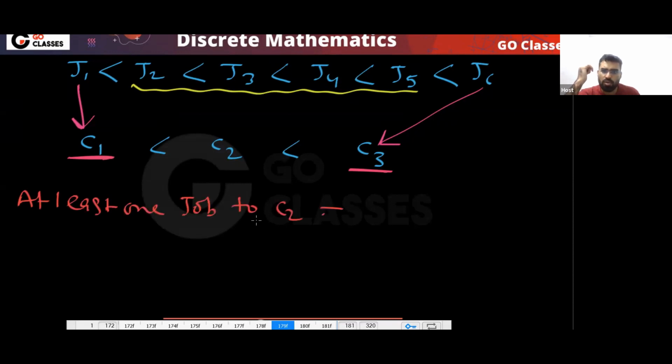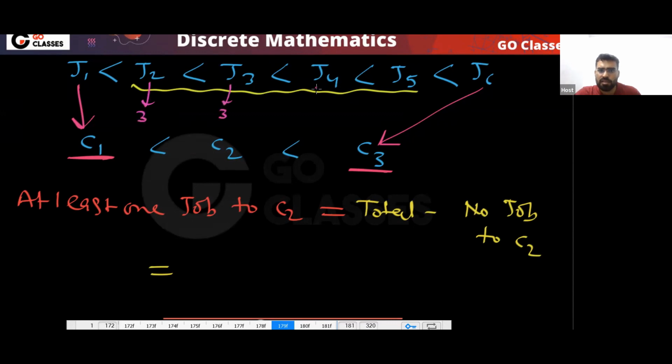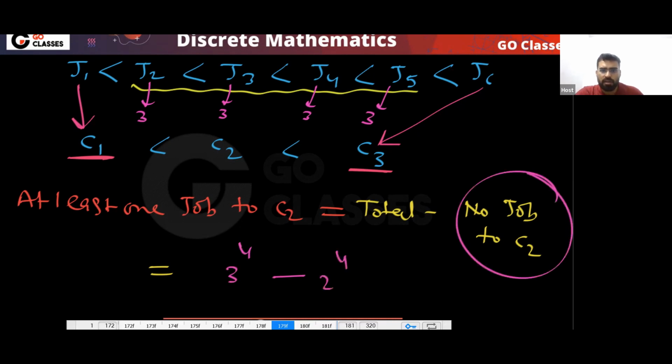This is equal to total minus no job to C2. What is total? J2 has 3 choices. J3 has 3 choices. J4 has 3 choices. J5 has 3 choices. So total will be 3 power 4 minus no job to C2. It means 2 power 4, that is 2, 2, 2, 2. So the answer will be 3 power 4 minus 2 power 4.